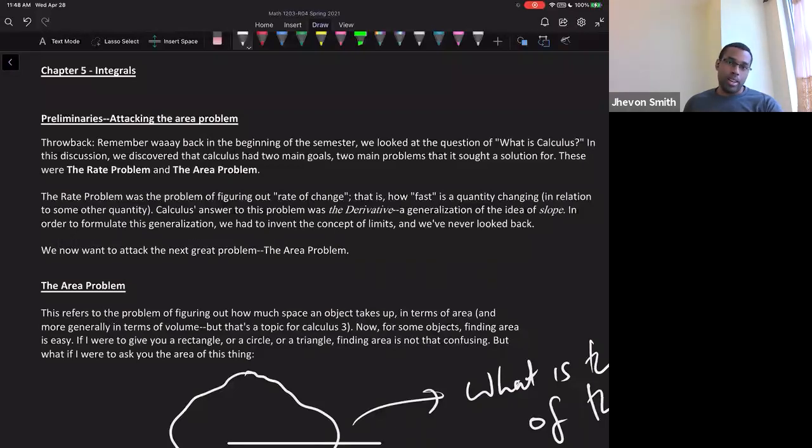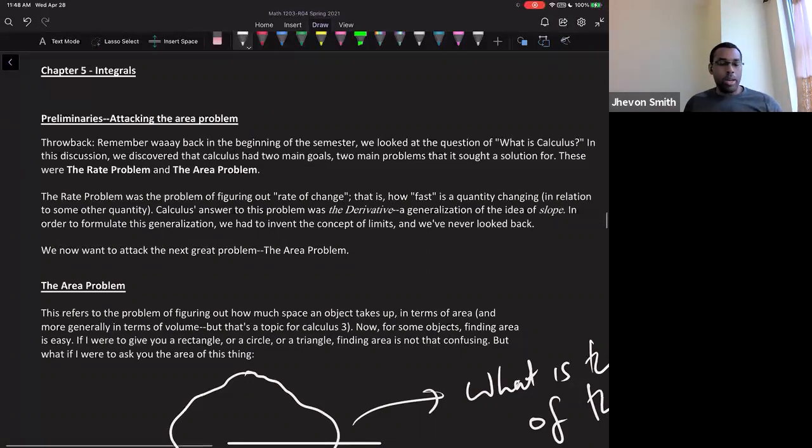The other problem that calculus was meant to solve, as I mentioned, is something called the area problem. So the rate problem is kind of figuring out rates of change, how fast something is moving. The area problem is figuring out how much space something takes up. Now, we know a bunch of formulas from geometry for some nice shapes where we can know how much space they would take up. Like a rectangle, we know, oh, just take length times width. That's how much space it takes up.